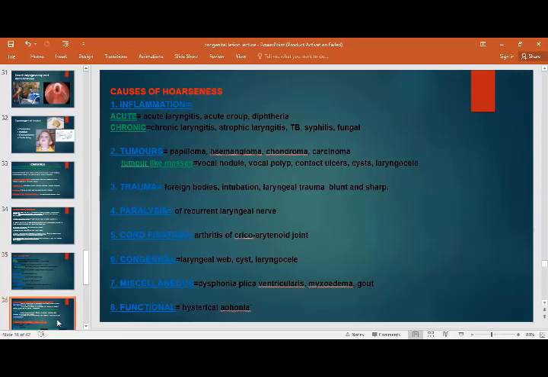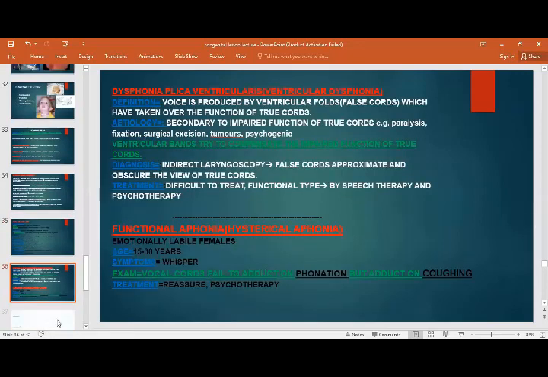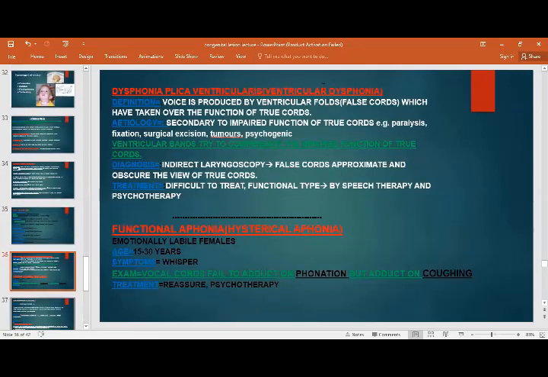We will now discuss one of these, dysphonia plica ventricularis. What is ventricular dysphonia? This is basically the voice produced by the false cords, the ventricular folds, which have taken over because the true cords are not functioning properly. So of course, there is a change of the voice. And what is the cause?